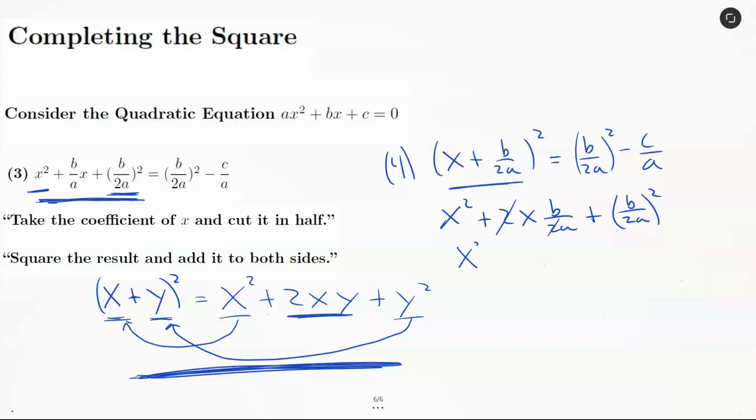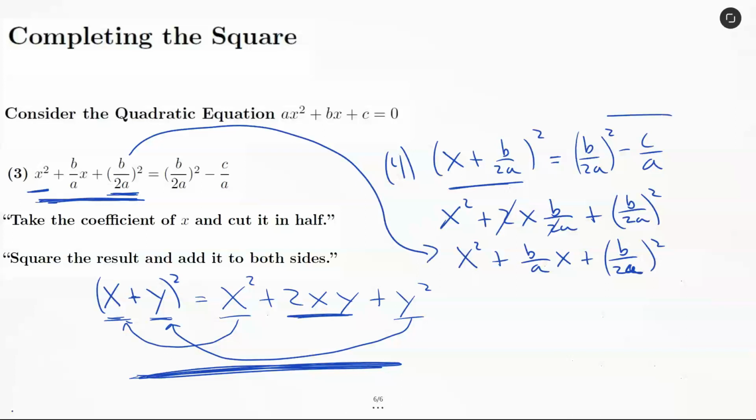Let's simplify it up a little bit. x squared plus, what do we have here? b over a. Remember, I can switch the order. I can do that with multiplication. b over a x plus b over 2a quantity squared. That is what I started with.